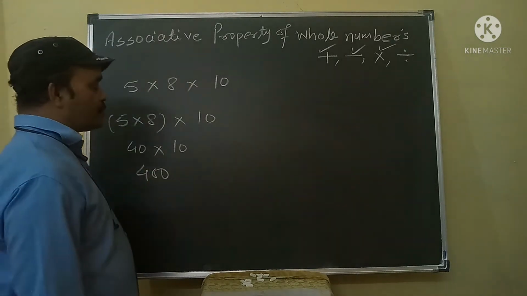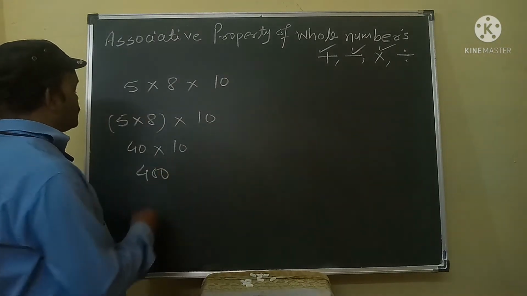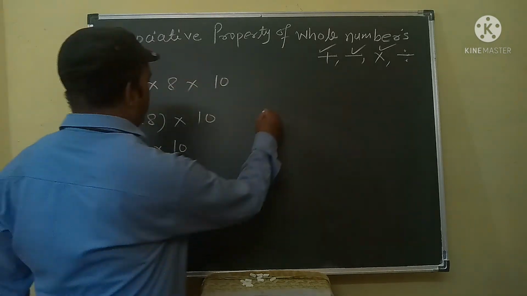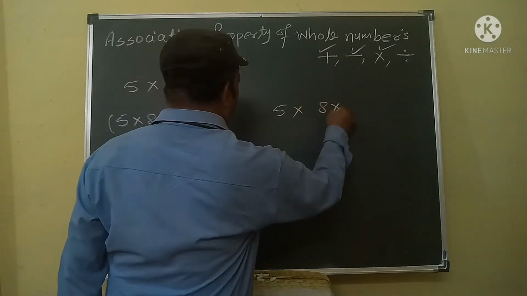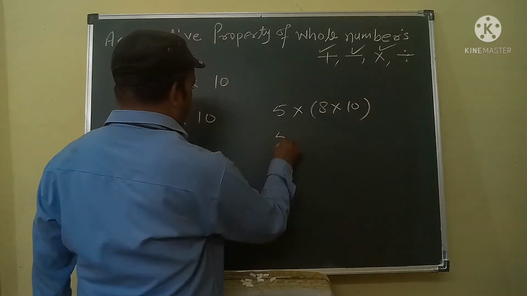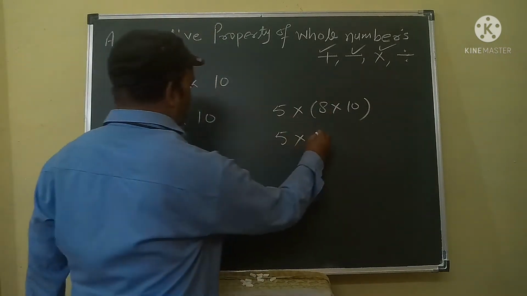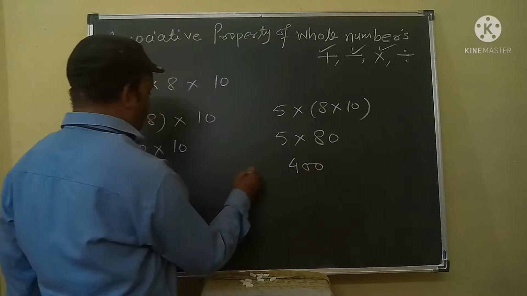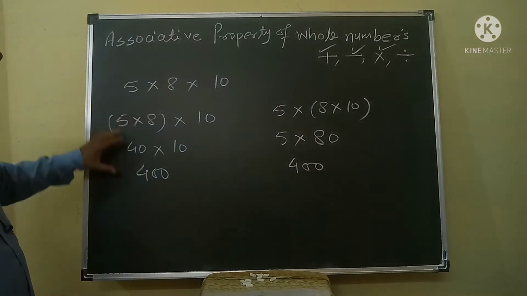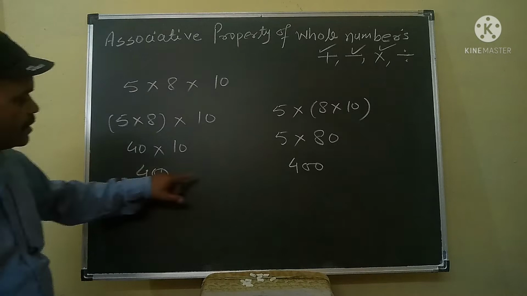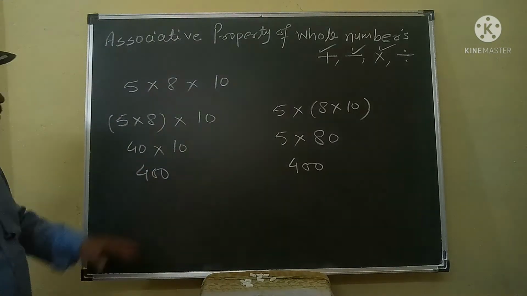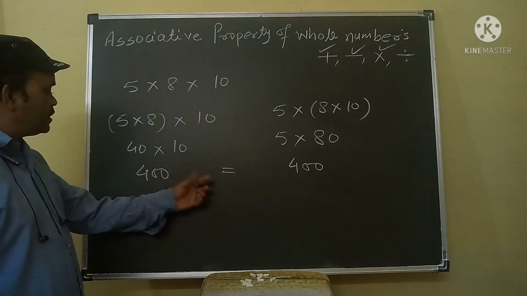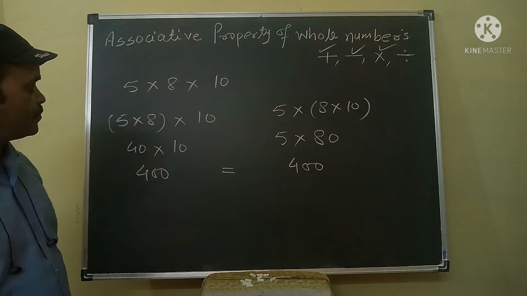Now in the other group, suppose you make the group for 8 and 10. 5 × (8 × 10). Then what will you get? 8 times 10 is 80. 5 times 80 will give you 400. In the first method you get 400. In the second method you get 400. The answers are the same. That means 400 is equal to 400.